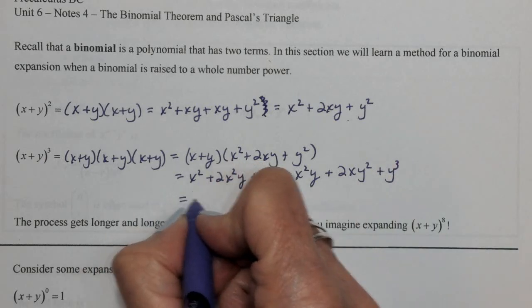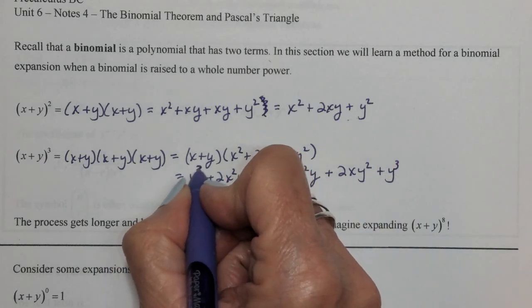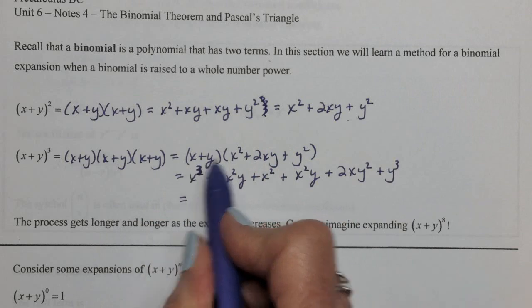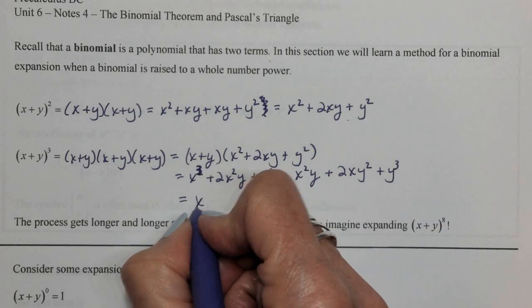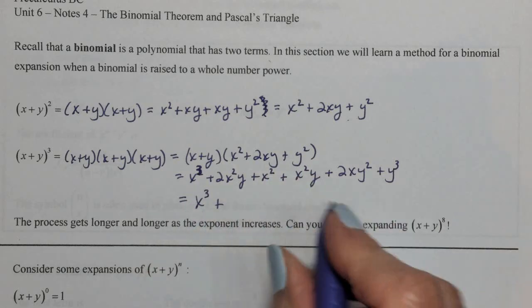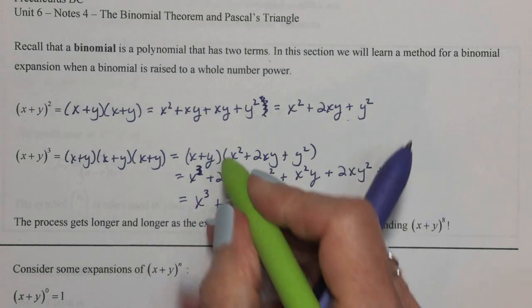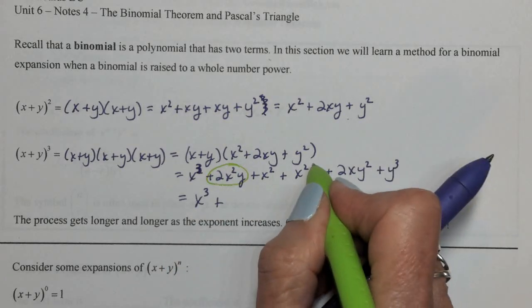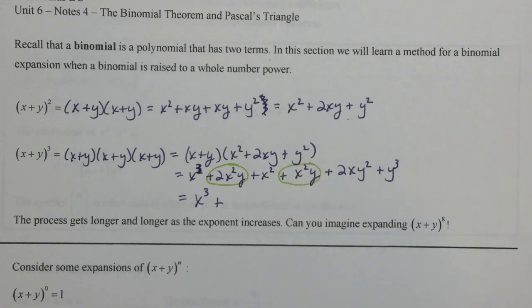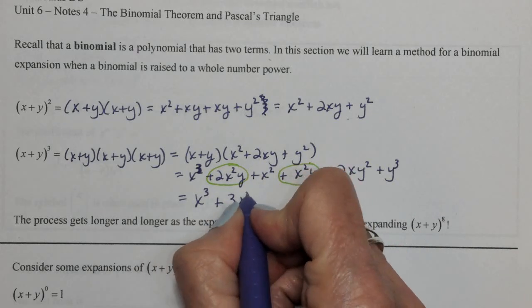And we can combine like terms. Oops, that was y cubed up there. X times x squared is x cubed. We can combine like terms now and we get x cubed plus, okay, here is an x squared y term, and here is an x squared y term, so I'm going to combine those and make 3x squared y.